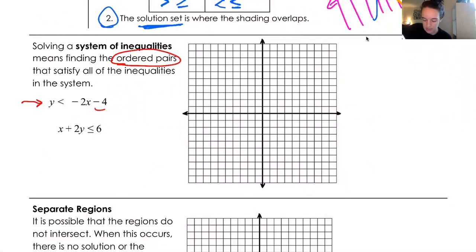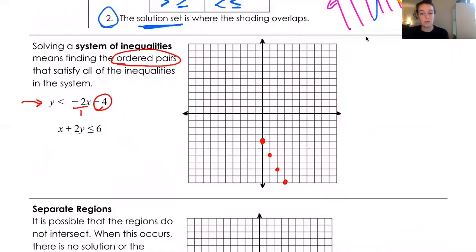It says -4, that's my y-intercept. So on the y-axis, going to -4. And then it says -2x. It's my slope. So -2 is a whole number. I'm going to divide it by 1 to make it a fraction. So rise over run, down 2 over 1, down 2 over 1, down 2 over 1.